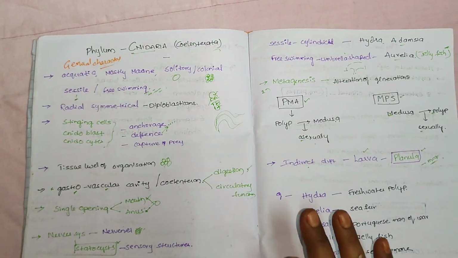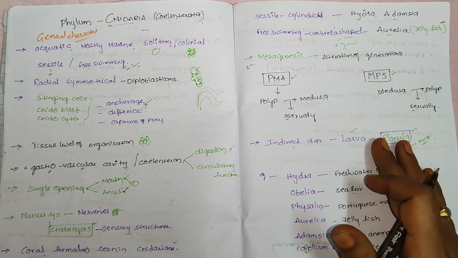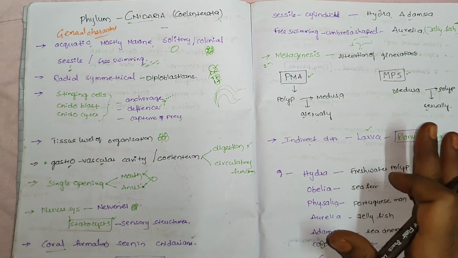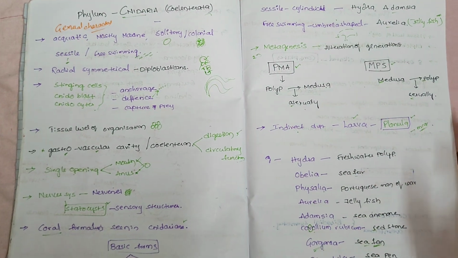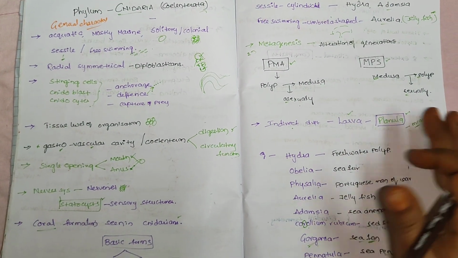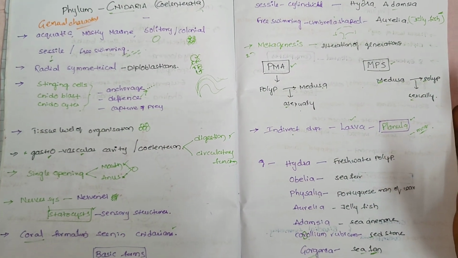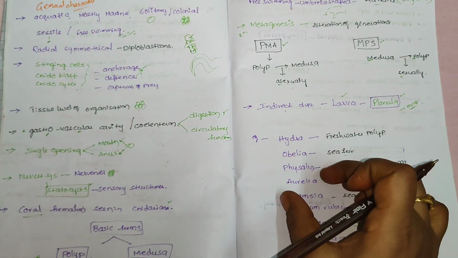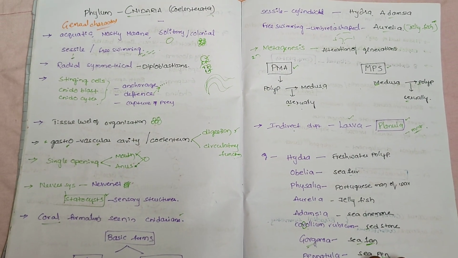Hello everyone, today I am going to explain the phylum Cnidaria. It is also called Coelenterata. Generally we have studied the invertebrate or vertebrate phyla. We are going to study the general characters and whatever special features the organisms have, as well as the common names of the organisms. That is very important in the MCQs.